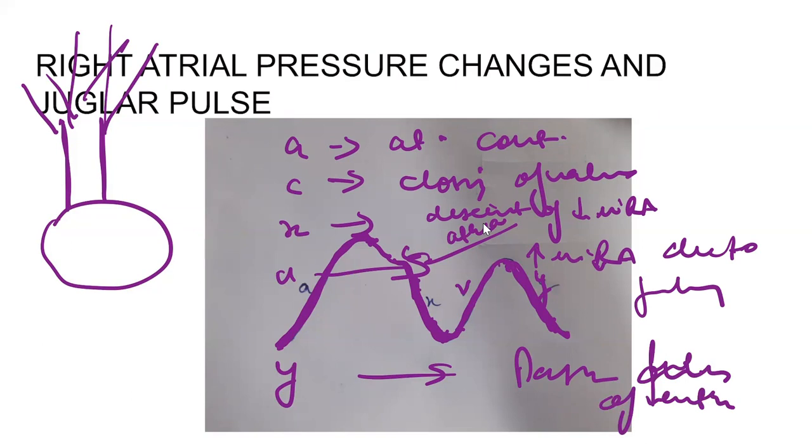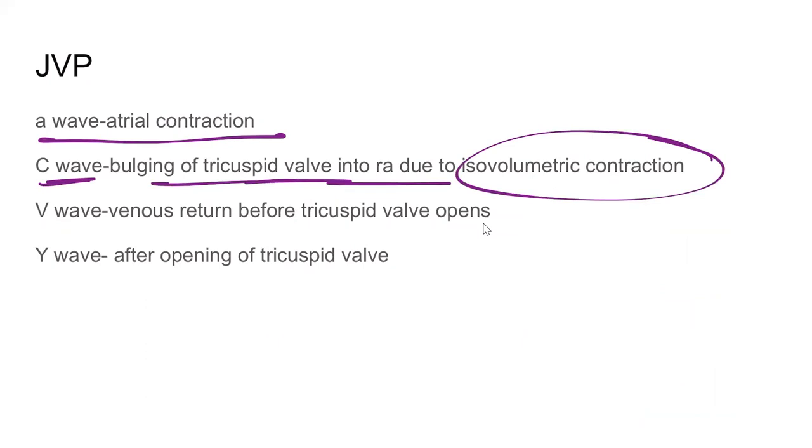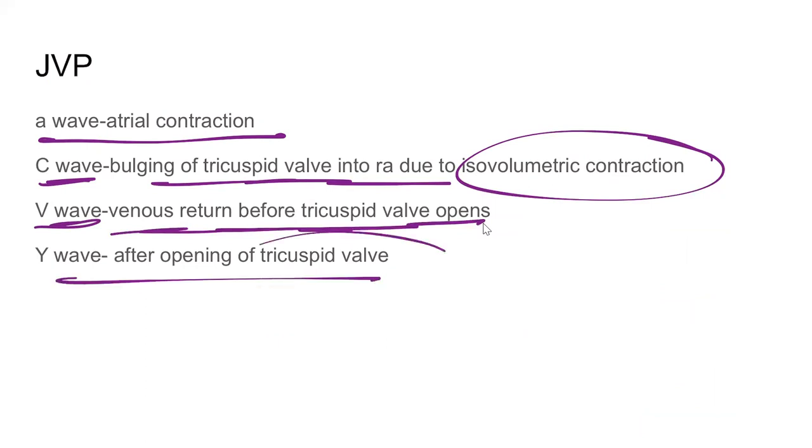Okay. Now we have various changes in JVP in different diseases. So suppose a patient is having, let us first discuss this. A wave is because of atrial contraction, C wave is bulging of tricuspid valve into RA due to isovolumetric contraction. Then we have V wave, venous return before tricuspid valve opens, and Y wave after opening of tricuspid.